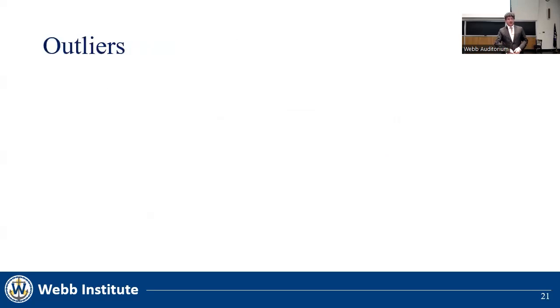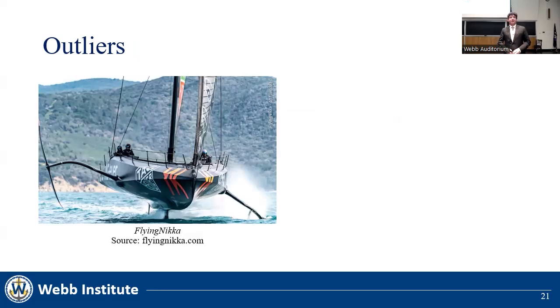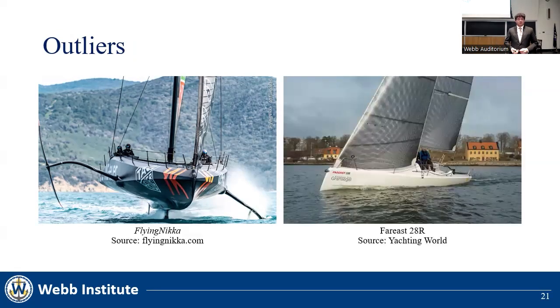So going over the outliers. The first one is pretty obvious why it would be an outlier. This is Flying Nika. This is the first fully foiling ORC certified vessel. It has predicted speeds of above 25 knots in just 12 knots of wind. So it's quite clear why this would be an outlier. The second one is the Far East 28R. At first, it is very unassuming why this vessel would have such a high performance, but digging deeper, we can see that the sail area to displacement ratio of this vessel is about 20, which is 3.5 standard deviations away from the average of the ORC data.